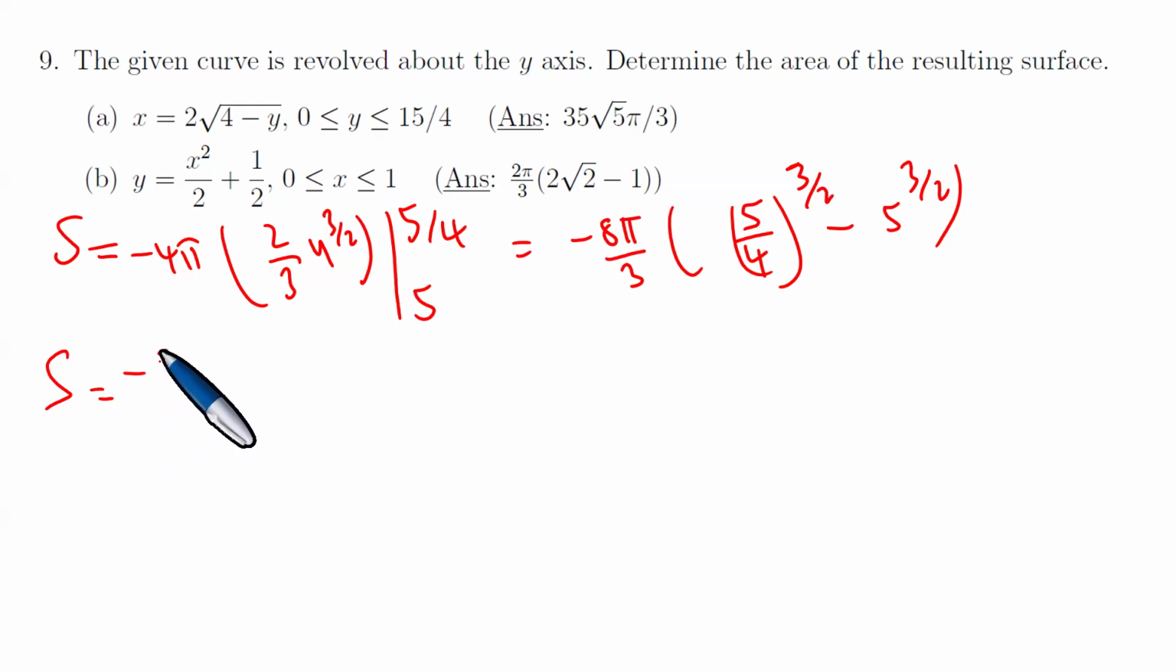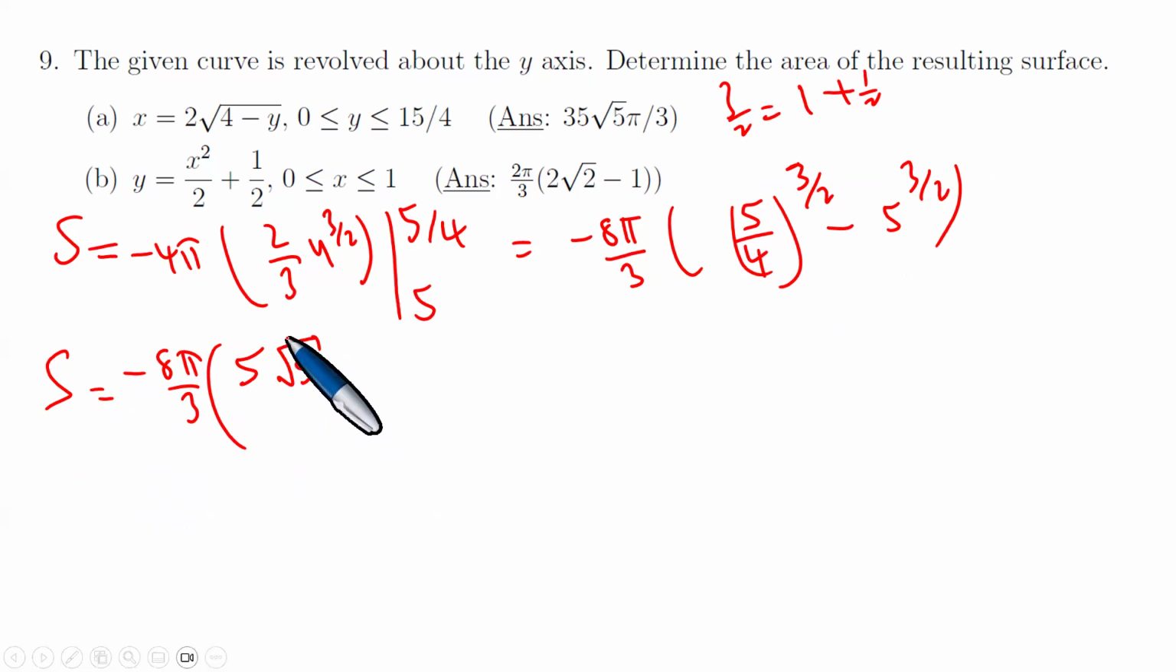So the area of the surface is minus 8 pi out of 3. And then you have the top. What is the top? The top is 5 to the power 3 out of 2. The 3 out of 2 comes in many instances in these questions. So the 3 out of 2 is 1.5. So it means that it's 5 to the power 1 and then 5 to the power half.